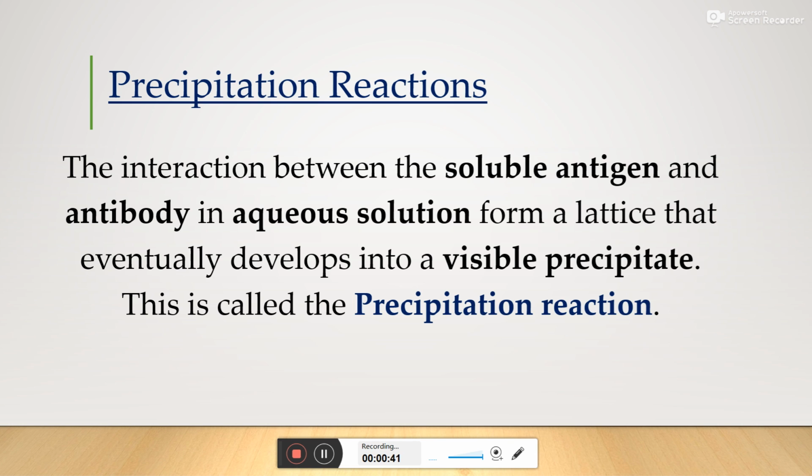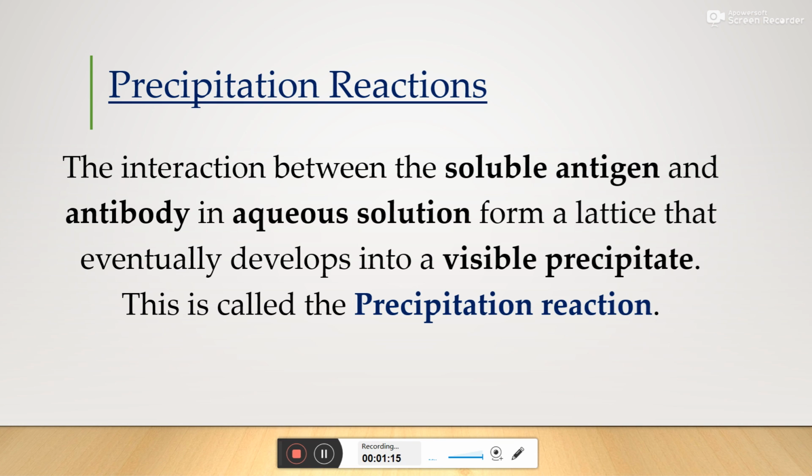Precipitation reaction. From the word, it's clear that as a result of their interaction, it gives a visible precipitate. In this reaction, the interaction is between the soluble antigen and the antibody in an aqueous solution. That is very important. This interaction takes place in an aqueous solution and forms a lattice that gradually develops into a visible precipitate. And this reaction is named a precipitation reaction.